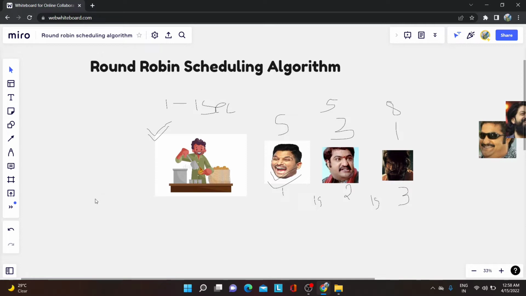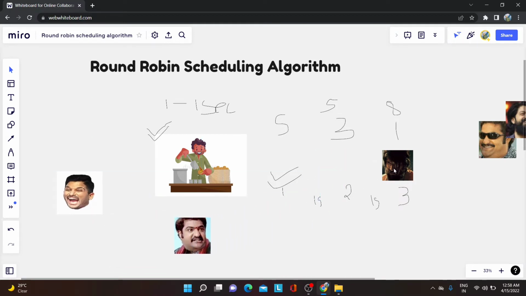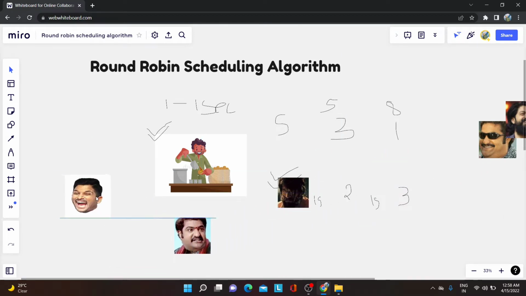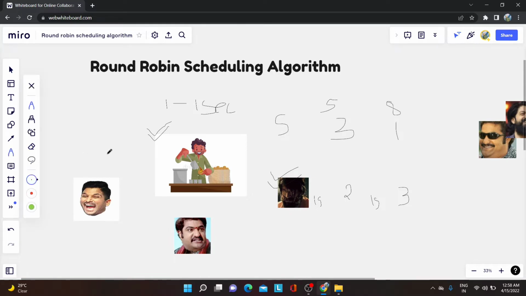So what will happen? The round robin scheduling algorithm is similar to the first come first serve approach, but the customers will be served in a circular manner. That is, this guy wanted 5, this middle guy wanted 3, and the last guy wanted 1. In each cycle, the Pani Puri guy can only serve 1, right? He is a human being.